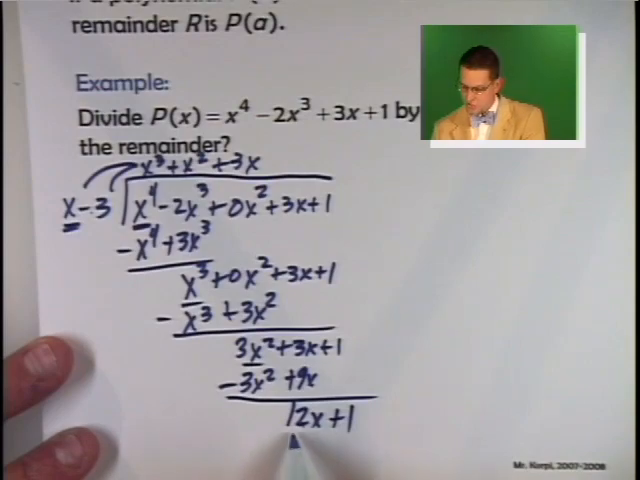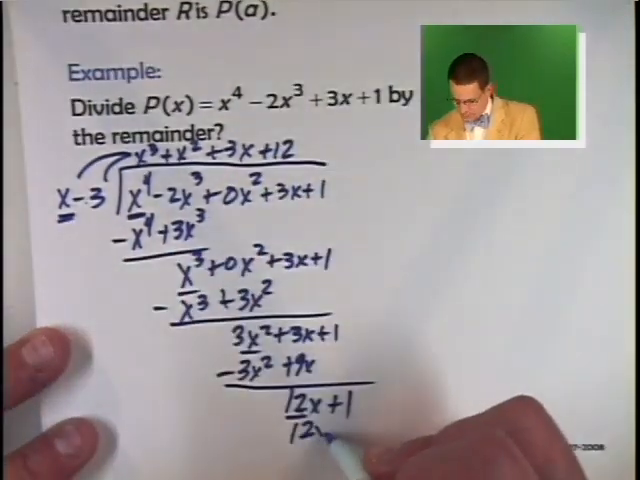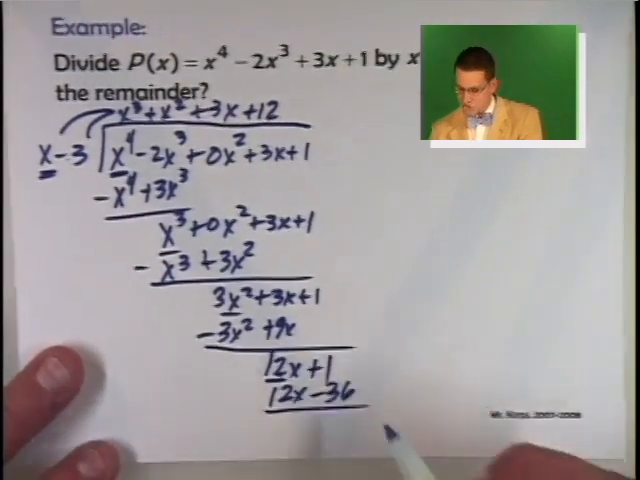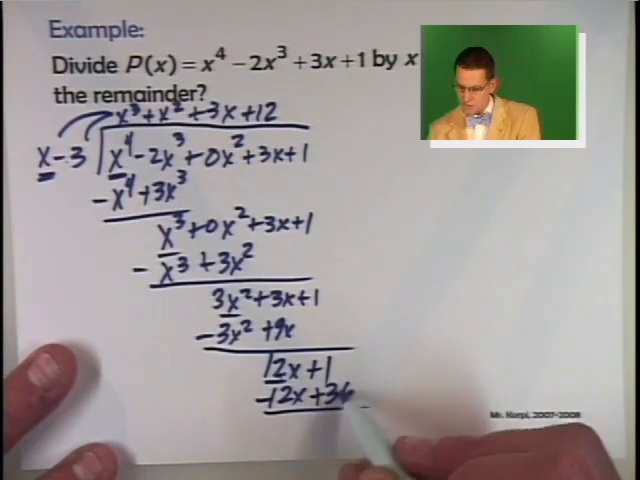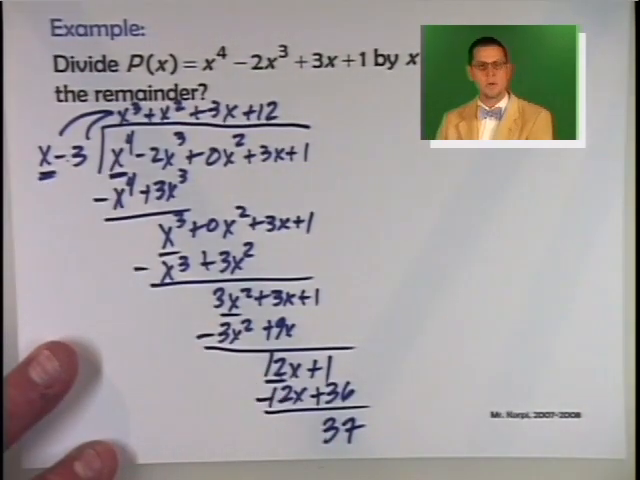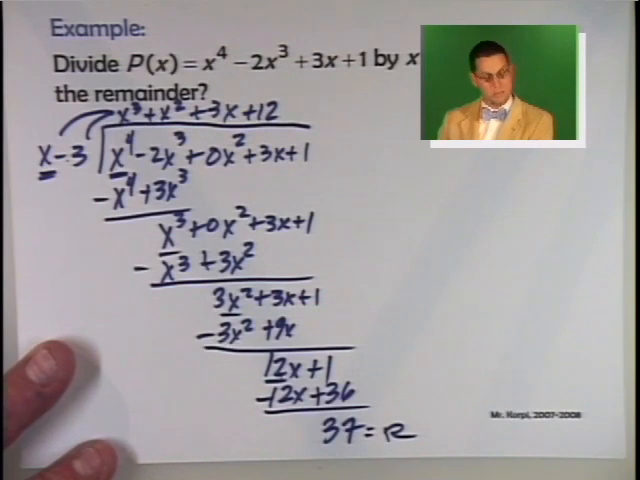X into 12x, well, that goes plus 12 times. 12 times x is 12x. 12 times negative 3 is negative 36. And then we have to change both signs. And look what we get. 36 plus 1 is 37. Now x, a linear or degree 1 term, does not go into a constant degree 0 term. So this right here is in fact our remainder.